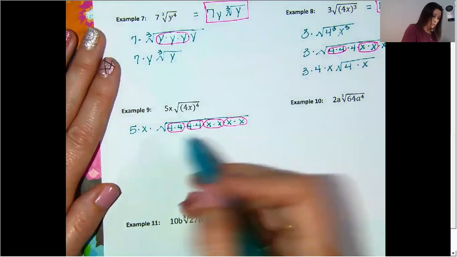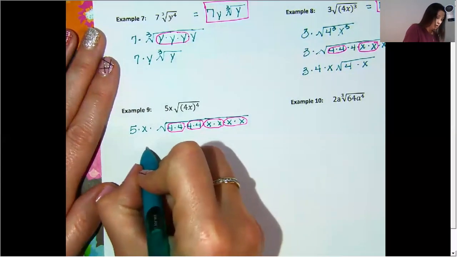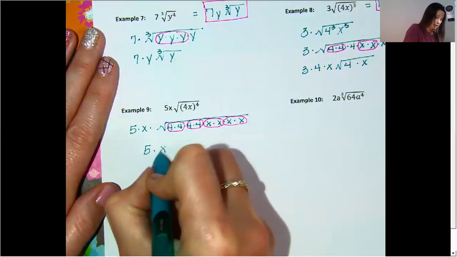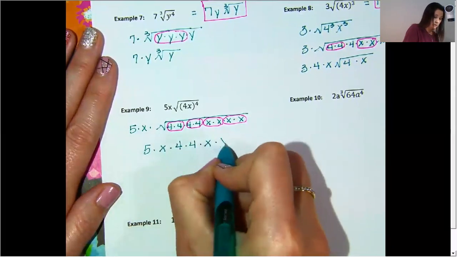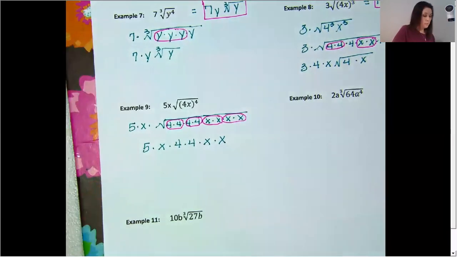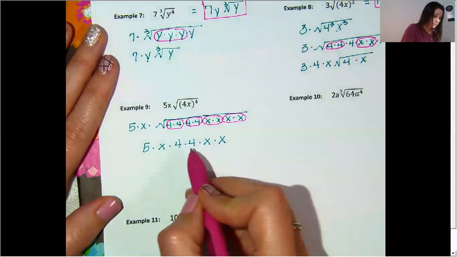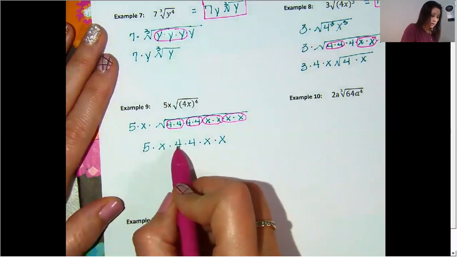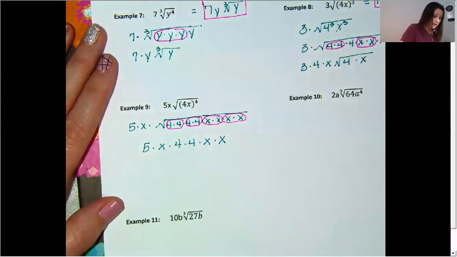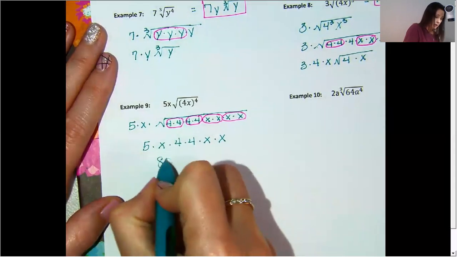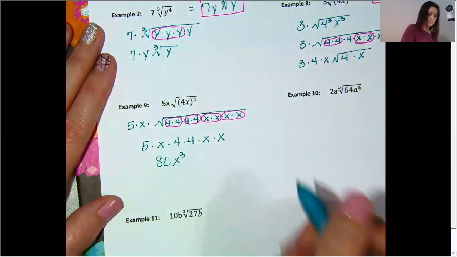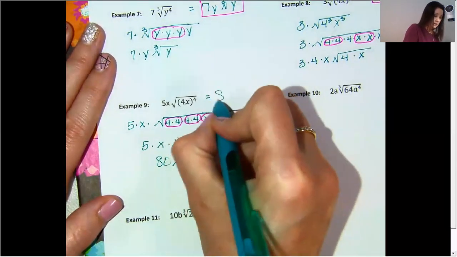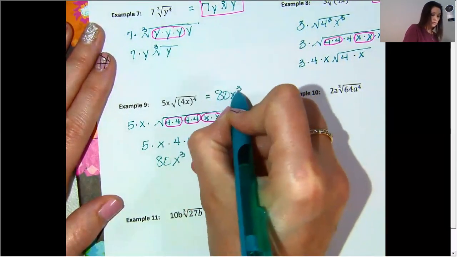So what we end up with is 5 times x times 4 times 4 times x times x. And so you multiply all of your coefficients together and then you multiply your variables together. So 5 times 4 is 20, 20 times 4 is 80. x times x times x is x cubed. So 80x cubed.